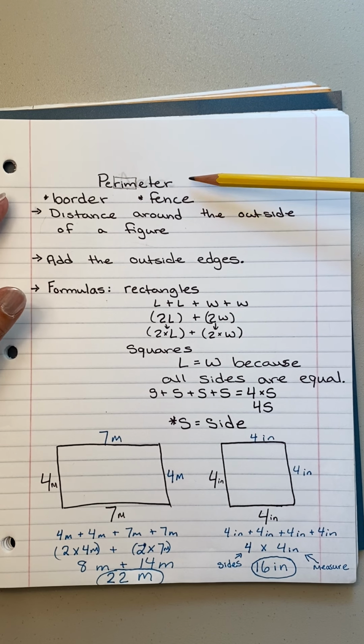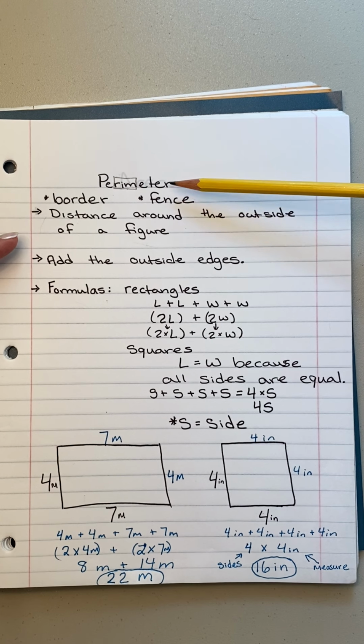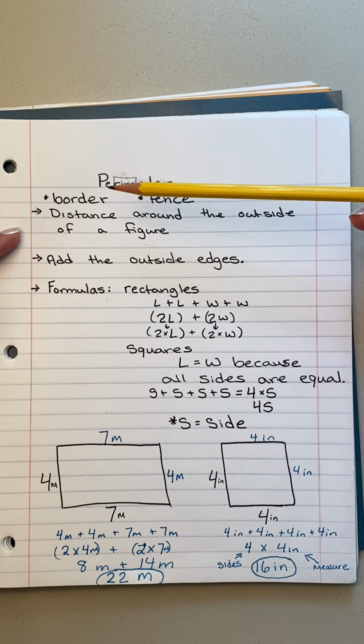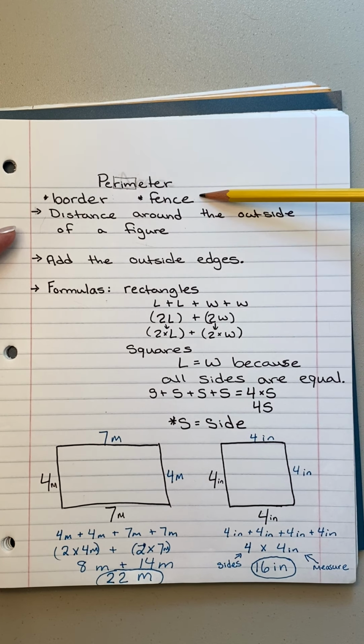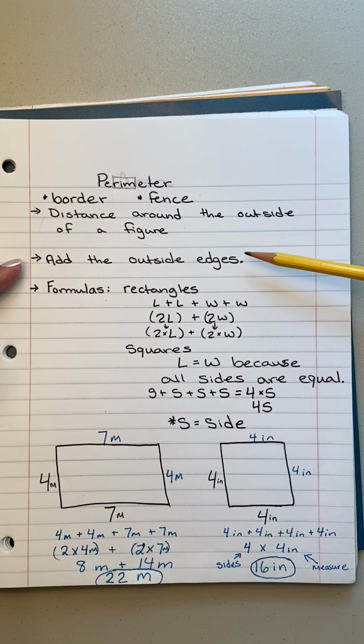Let's talk about perimeter. Perimeter is the distance around the outside of a figure. So if we look inside of the word perimeter, we see the word rim. Rim reminds us that we're measuring the border of something, like putting a fence around something. So how we find the perimeter is by adding the outside edges.